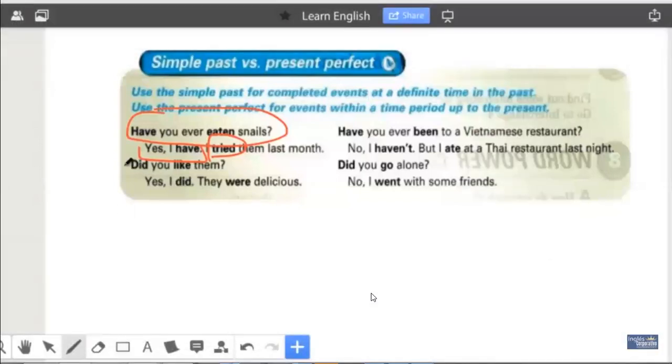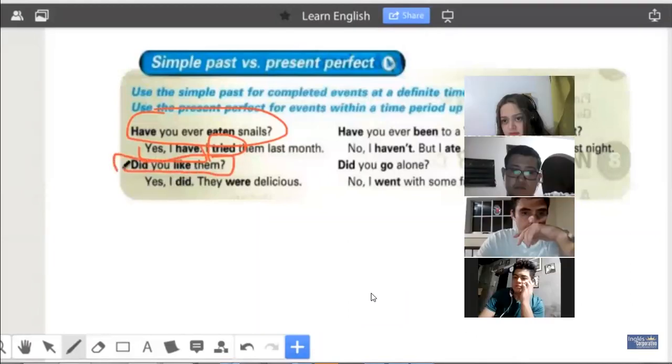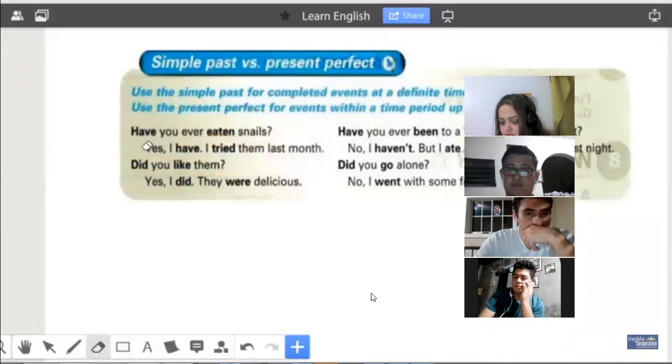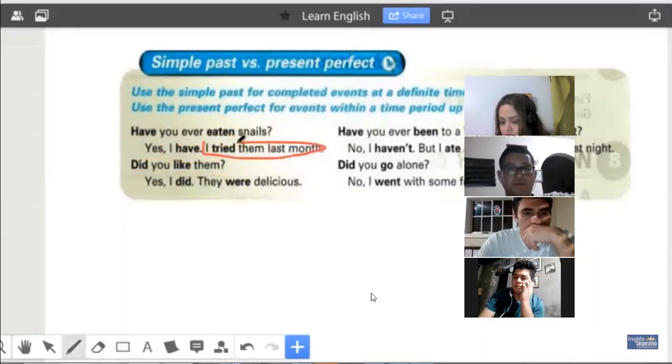And I want you to notice the question towards the bottom. It's no longer in the present perfect, but it is now in the simple past. That's because we're asking questions about our past experience. We're no longer asking questions about if you've ever eaten snails. Now, the question is related to the example that you see there, I tried them last month, and the next questions will be related to that event.